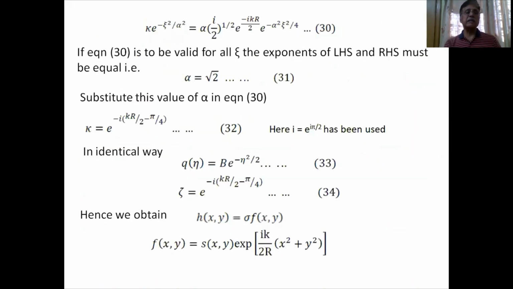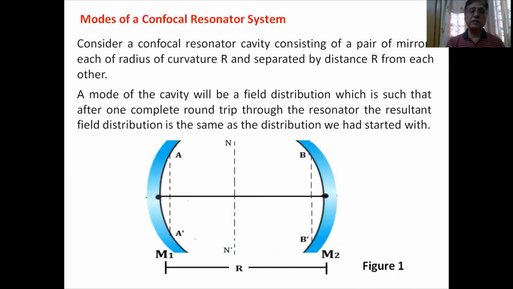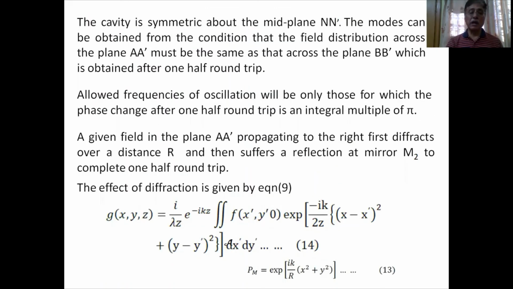So we can see very easily that in the last lecture, we had understood the effect of refraction and reflection inside the cavity resonator. And today we have covered the modes of a confocal resonator system, starting from the expression that we had taken in the last class, that is expression 13 and expression 14 over here.